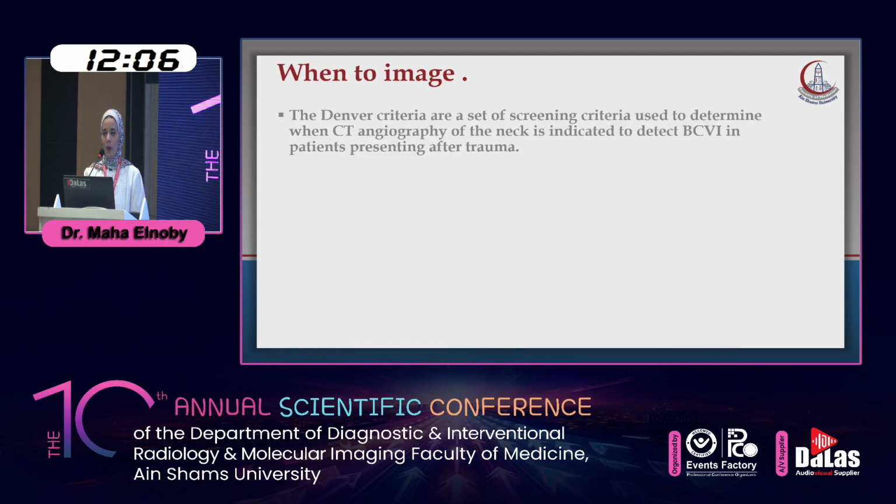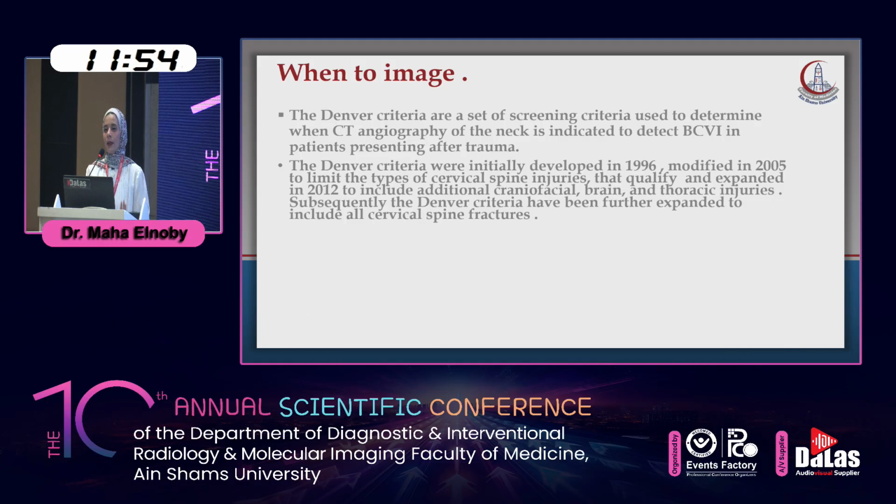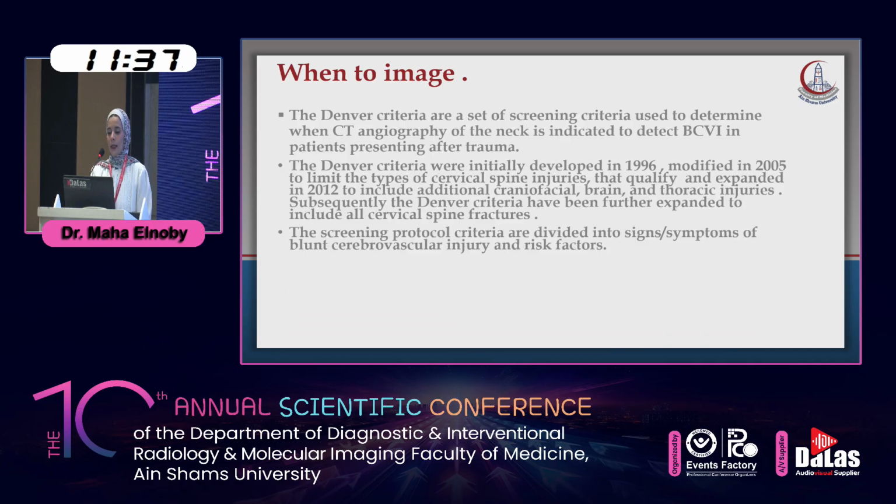When to image? The Denver criteria is the imaging screening criteria used to determine when CT angiography of the neck is indicated for blunt cerebrovascular injuries. The Denver criteria was initially developed in 1996, modified in 2005 to limit to the cervical spine only, then expanded in 2012 to include the additional craniofacial and neck thoracic injuries. Subsequently, the Denver criteria has been expanded to include all cervical spine fractures. The screening criteria is classified according to signs and symptoms of the blunt cerebrovascular injuries and risk factors.